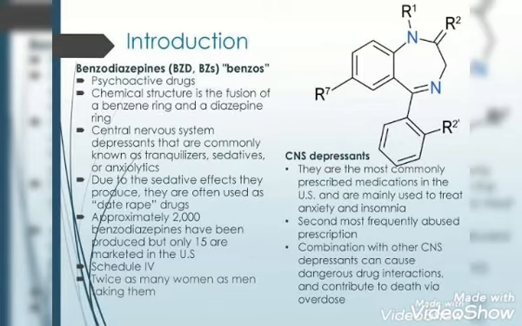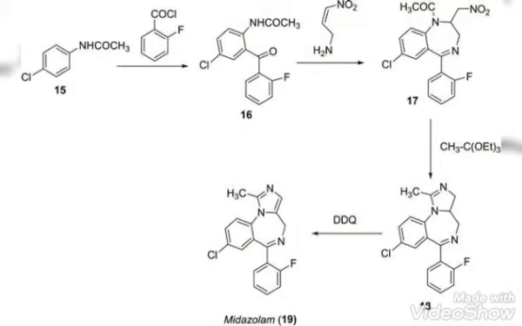While GABA receptors are not altered by benzodiazepines, the GABA receptor is an integral membrane chloride channel that mediates most of the rapid inhibitory neurotransmission in the CNS.